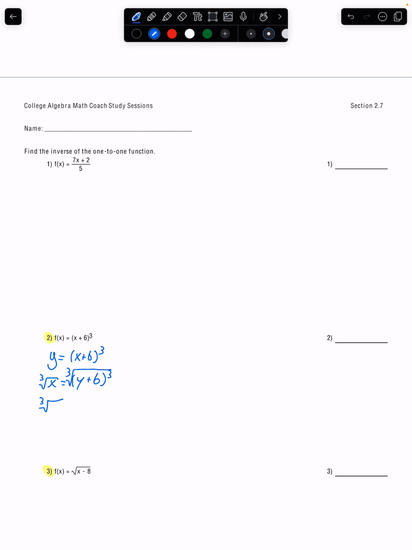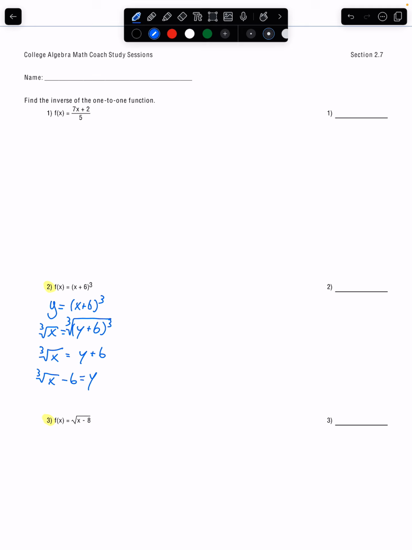Which leaves us with the cube root of x equal to y plus 6. We can subtract 6 from both sides. And then once you have y by itself, you're just going to rewrite it with this inverse f of x sign and write it like that.